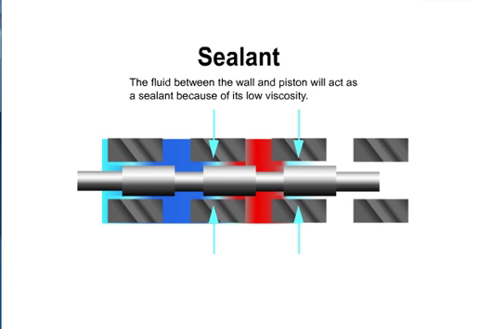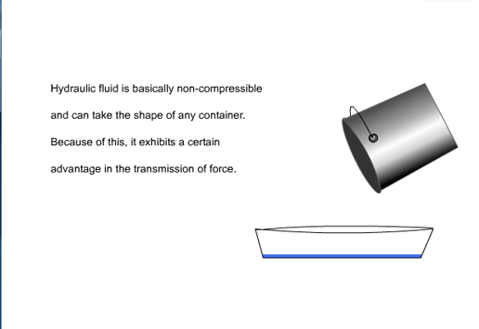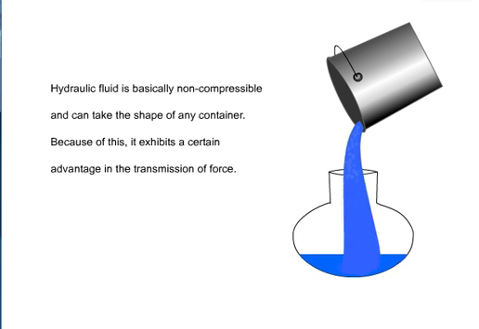In our example of a sealant, the hydraulic fluid between the wall and the piston will act as a sealant because of its viscosity. Hydraulic fluid is basically non-compressible and can take the shape of any container. Consequently, it has a certain advantage in the transmission of force. This is an example where the fluid will take the shape of a container.